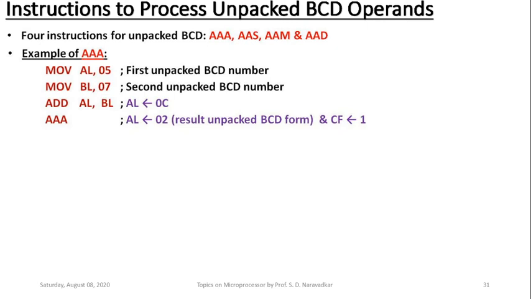In case of AAA, the contents of the AL register will be adjusted to 02 and subsequently the carry flag will be set to 1. It means that carry equal to 1 is the MSB and AL is equal to 2. It means that the ultimate result will be 12. On a calculator, if I perform the addition 5 plus 7, that is equal to 12. But 12, I cannot write as an unpacked BCD in a single byte format. So there will be 02 copied to the accumulator after AAA, and the carry flag will be set to 1 to show that MSB.